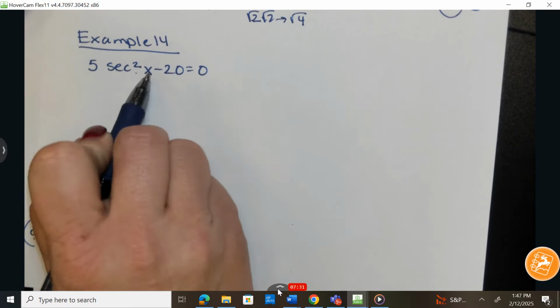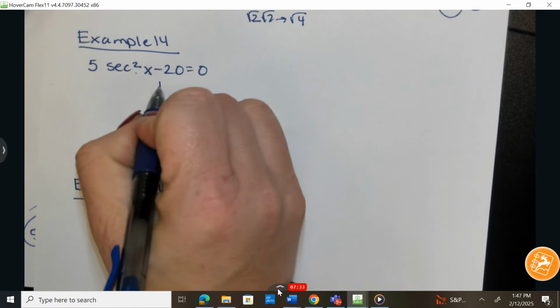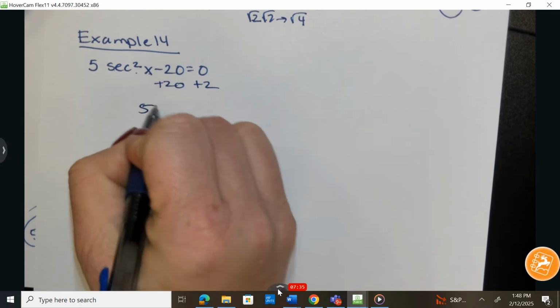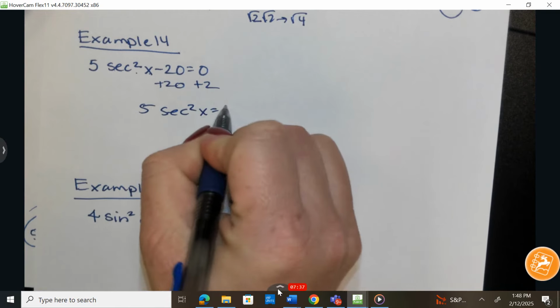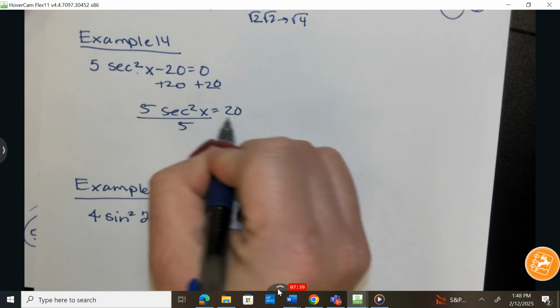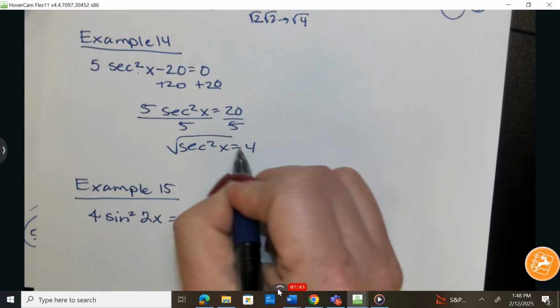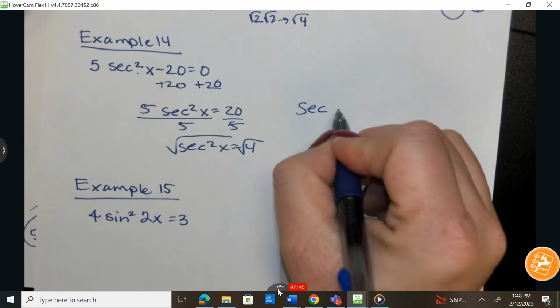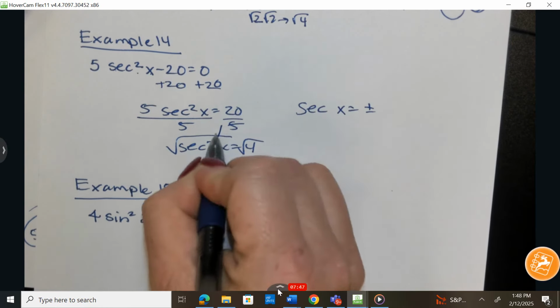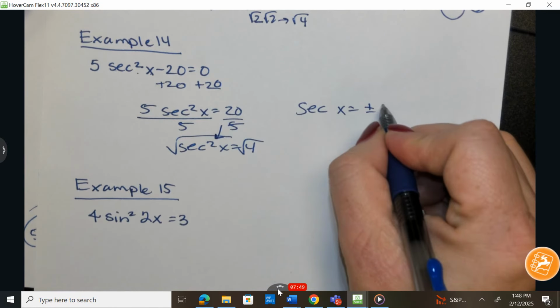Again, this is not 2x, this is secant squared. I'm going to start by adding 20 to the opposite side, dividing by 5, taking the square root. I get 2 answers because of the square. The square root of 4 is 2.